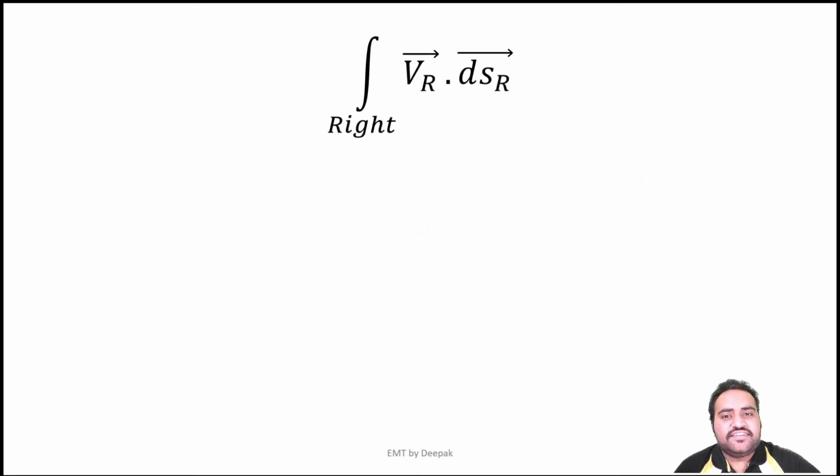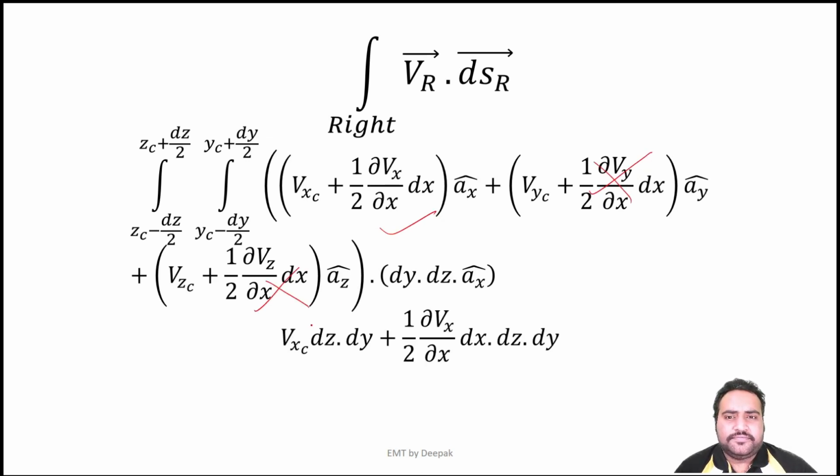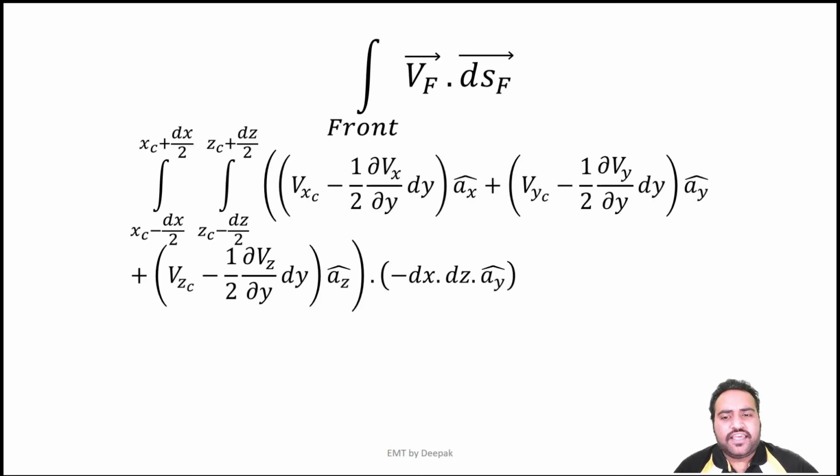If I calculate for the right surface, again, these would be remaining, these would be vanishing. If I calculate for the front surface, again, these would be vanishing, these would be remaining, because it is ay. So the answer would be minus vyc dz dy plus 1 by 2 dou vy by dou y dx dy.